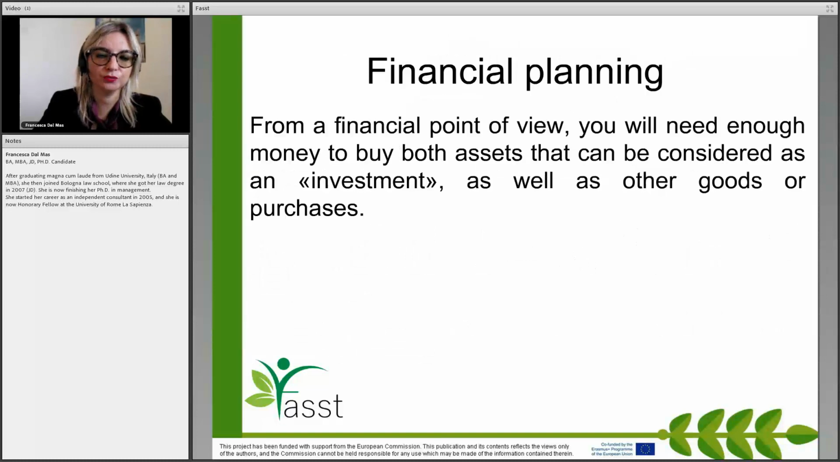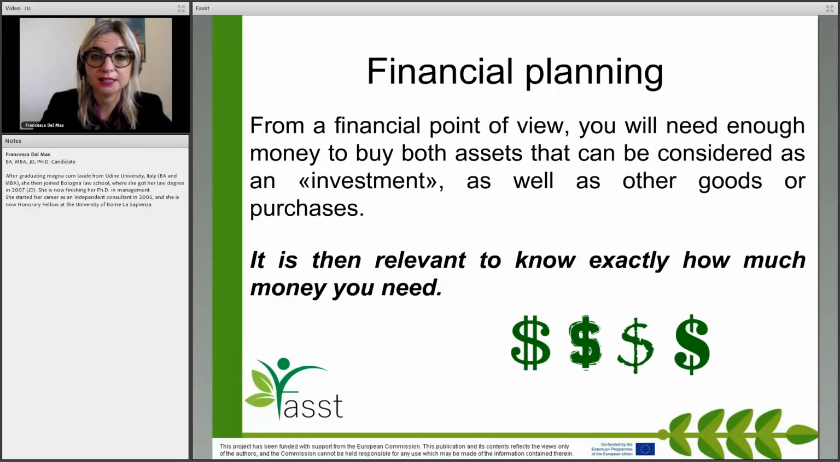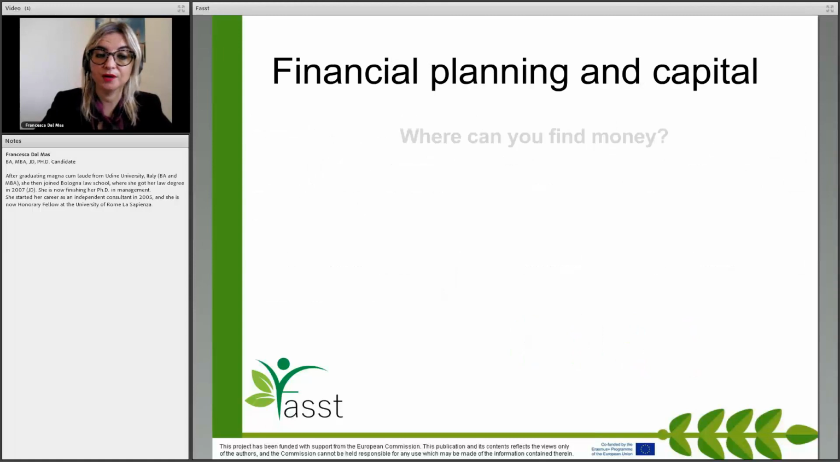From a financial point of view, you will need enough money to buy it all, otherwise you cannot start your business. So you will need to buy both assets that can be considered as an investment from an accountancy point of view, as well as other goods or purchases. But it is relevant to know exactly how much money you need to do this all. So in this case, we need to know how much cash we need to have to buy everything we need to start our business successfully.